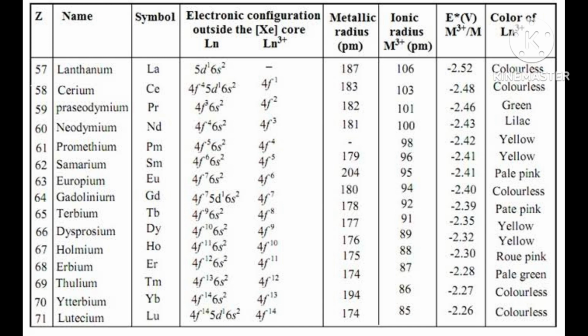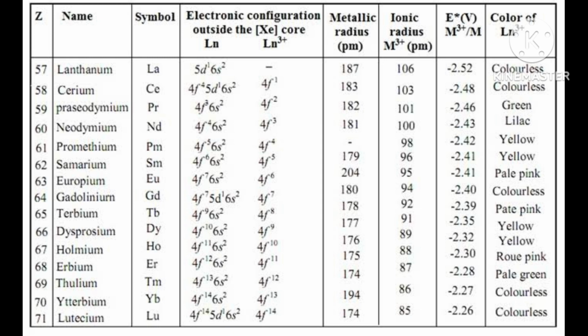Now after that, HO, holmium. Now one new electron came, 4f11, 6s square. Then again the radius decreased, 176. Holmium has a 176 radius. But now Ln3+ is 89. See, both are becoming less in comparison to the first one, meaning lanthanum.